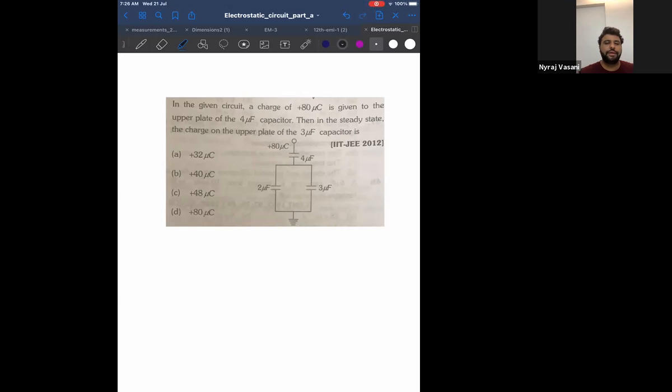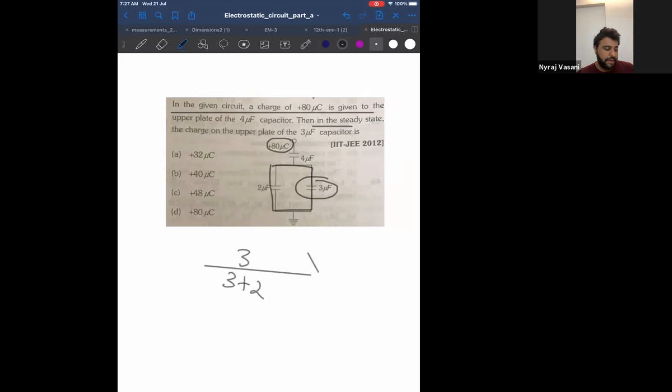See here, there is a shortcut. I hope you know this formula. See the shortcut formula. In the given circuit, the charge of plus 80 coulomb is given to the upper plate. Here, this is the main charge given. Then, in the steady state, the charge on the upper plate of 3 microfarad will be the charge on this plate divided by the total capacitance in this circuit, into the total charge given.